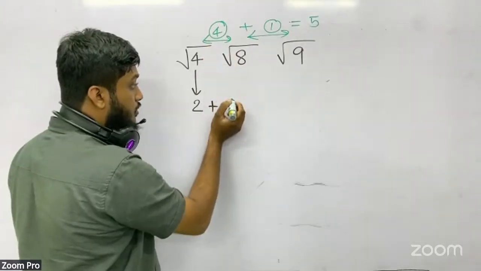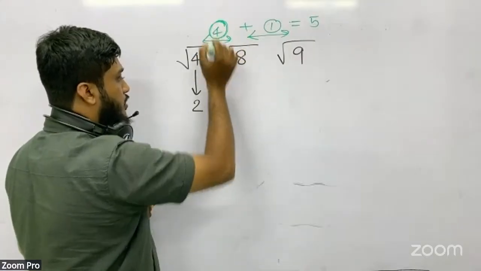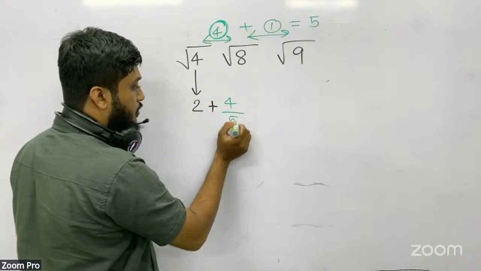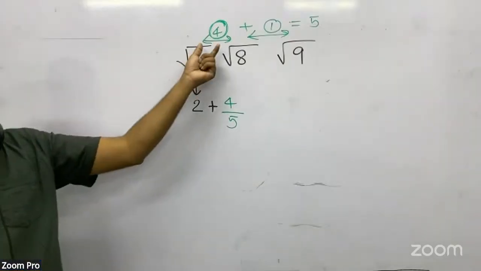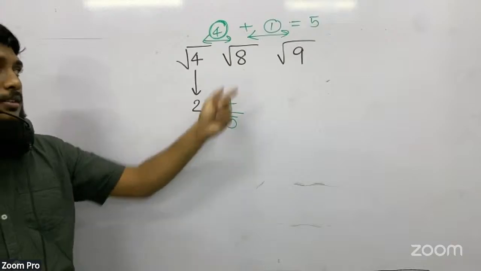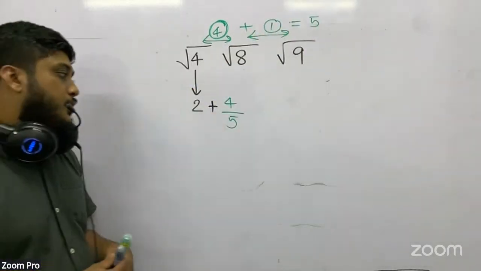What is this gap? Whatever the gap here, only we should write. What is the gap here? 4. What is the total? Total 5. So I should write it as 4 over 5. Again, I have to write whatever the gap is over whatever the total is here, 4 over 5. Then after that, what should I do?